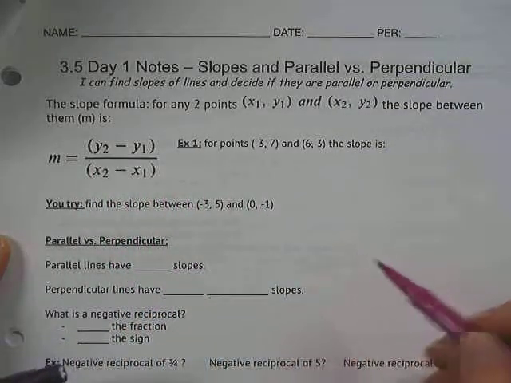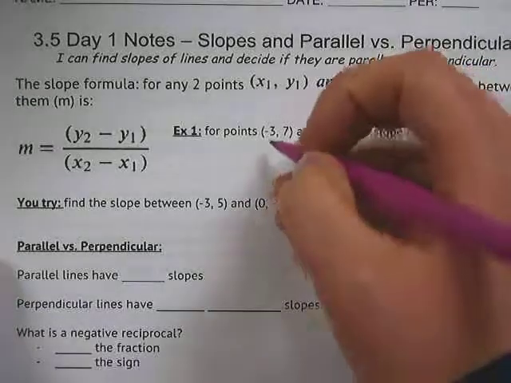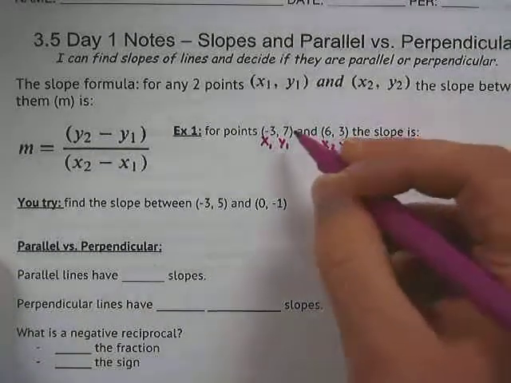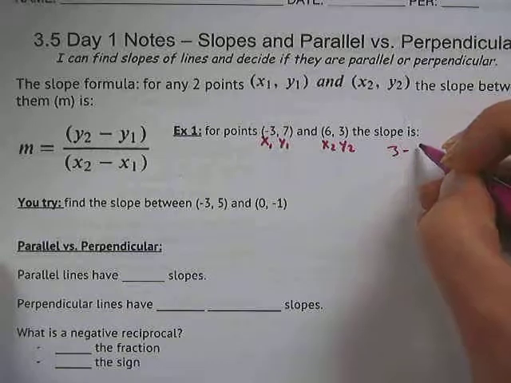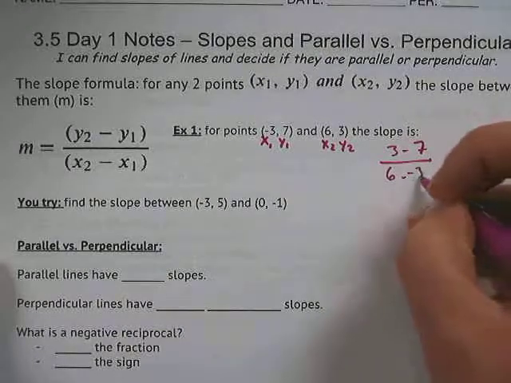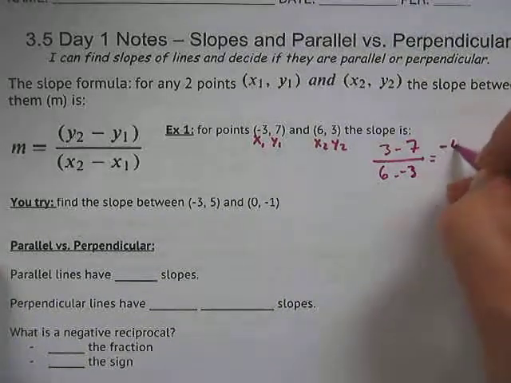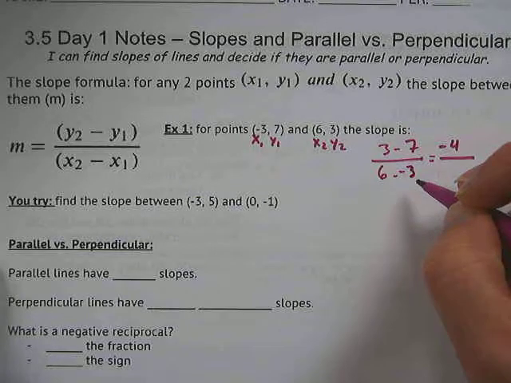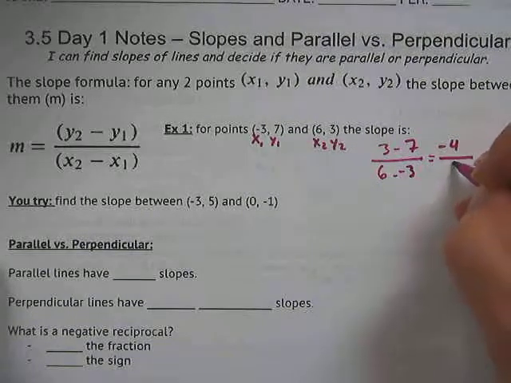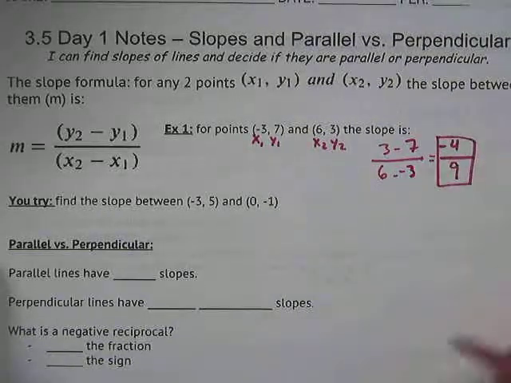So for example, we're going to find the slope between the points -3, 7 and 6, 3. So first we're going to label our coordinates x1, y1, x2, y2. Then we're going to go y2 minus y1 on top, so 3 minus 7. And then on the bottom, we're going to have x2 minus x1, so 6 minus -3. Okay, so on top, 3 minus 7 is -4. 6 minus -3, well, minus a negative is like adding. So 6 minus -3 is really 6 plus 3, which is 9. So our slope between these 2 points is -4/9.